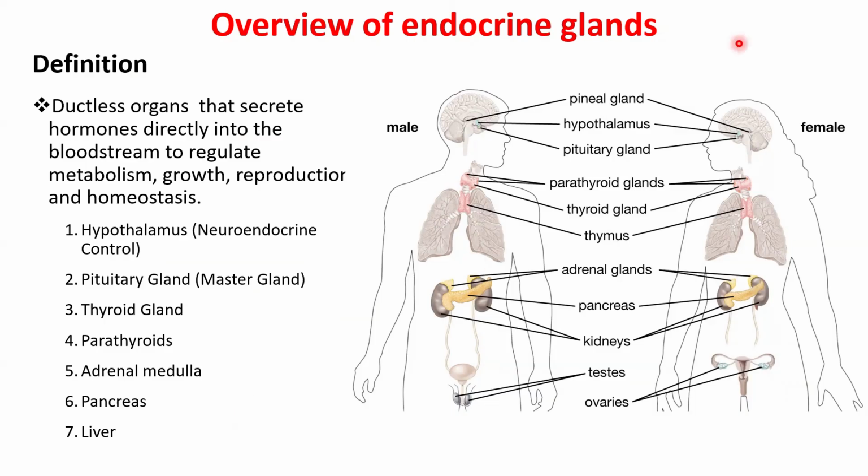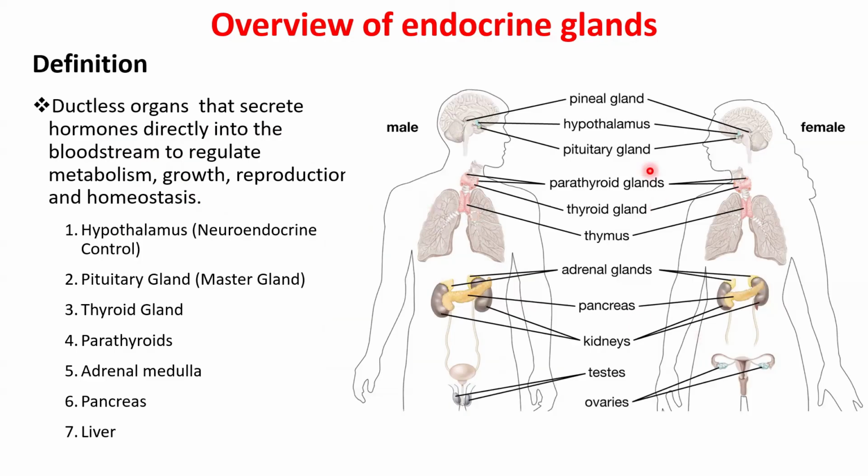So when you talk about endocrine glands, what are we talking about? Endocrine glands are ductless glands or ductless organs that secrete hormones directly into the bloodstream. So you have glands such as the pituitary gland, the thyroid gland, the parathyroid, the thymus, the pancreas and the adrenal glands. These glands produce hormones and put them directly into the bloodstream to regulate metabolism, growth, reproduction, and homeostasis.